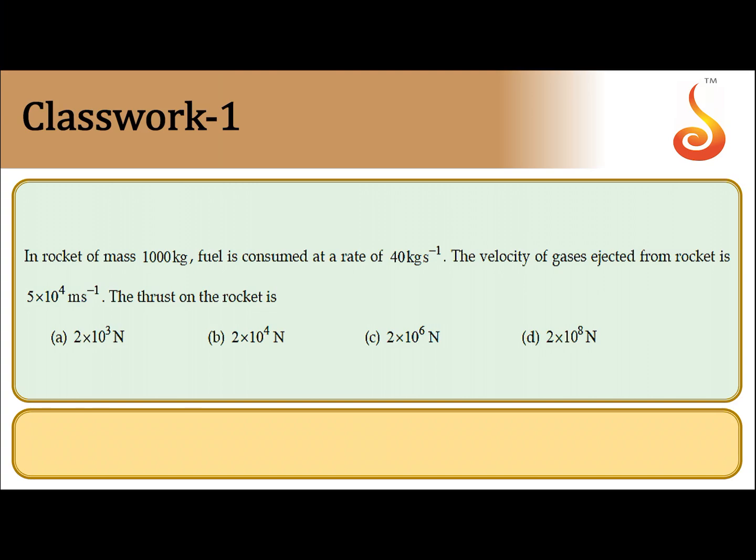The question says the mass of the rocket is 1000 kg and the fuel is consumed at a rate of 40 kg per second. He has also given us the velocity of the gases ejected, which is 5 × 10^4 meter per second. The thrust on the rocket.